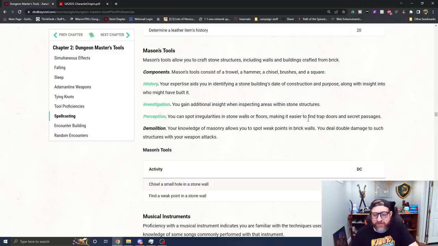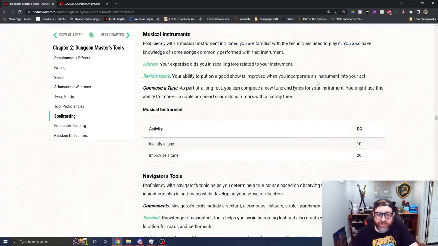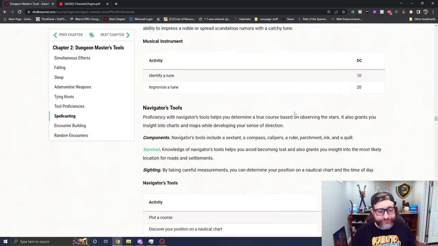And perception. You can spot irregularities in stone walls or floors, finding trapdoors or secret passages easier. Musical instruments. History. Your expertise aids you in recalling lore related to your instrument. And performance. Your ability to put on a good show is improved when you incorporate an instrument into your act. That's probably one of the base ones, right? Proficiency in a musical instrument and performance always seemed redundant. Why would you want both? Well, apparently, it's a self-imposed way to grant yourself advantage on the roll.